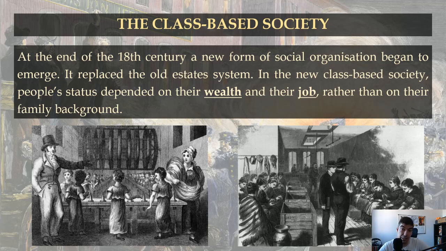In the old estate system, you belonged to an estate depending on your birth. If you were the son of a nobleman, you became a noble, and if you were the son of a peasant, you were a peasant until your death. But here, the status depended on your wealth and your job. We will study that. So let's go on.